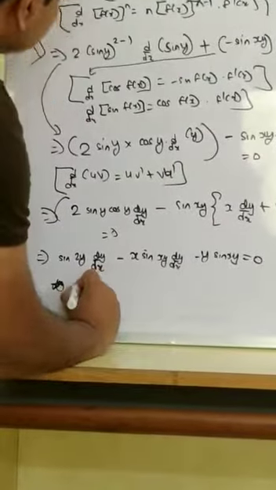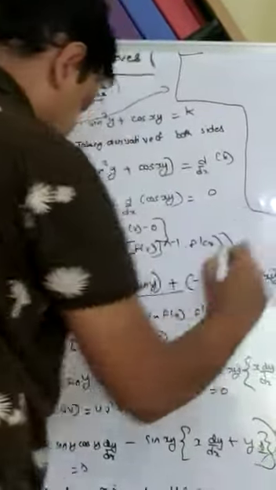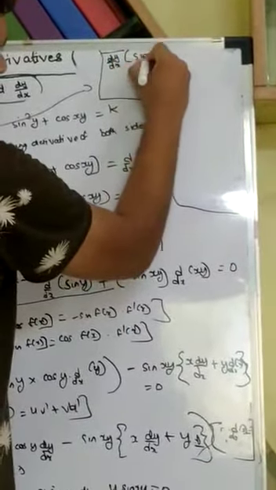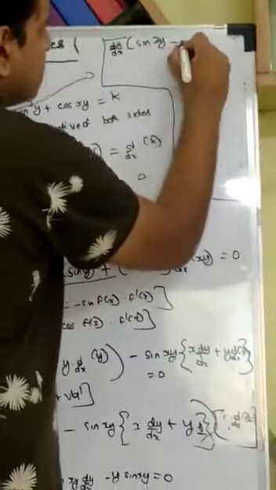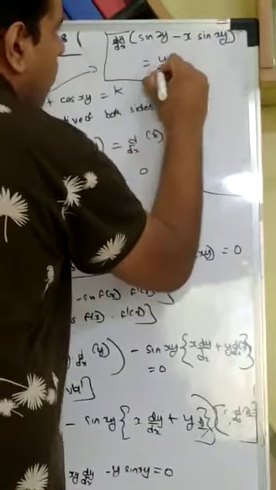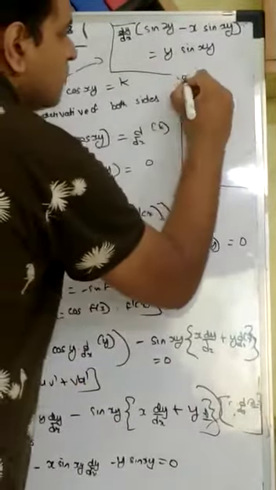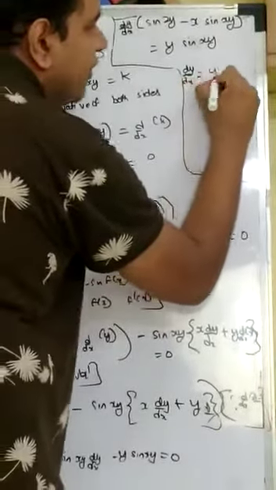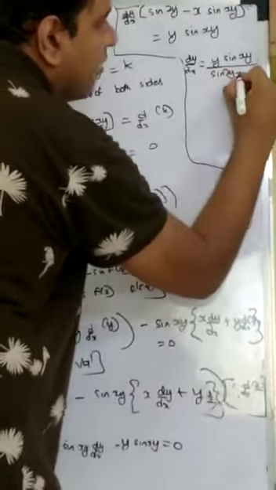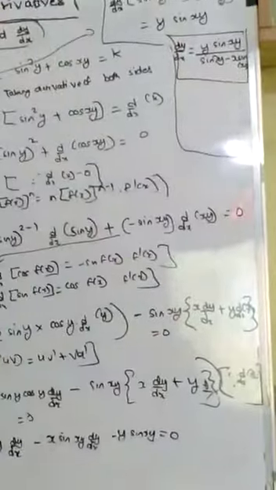So I get, okay, I move to this part of the board. dy/dx times (sin 2y minus x sin xy) is equal to y sin xy. It works out to dy/dx is equal to y sin xy upon sin 2y minus x sin xy. So that's the sum.